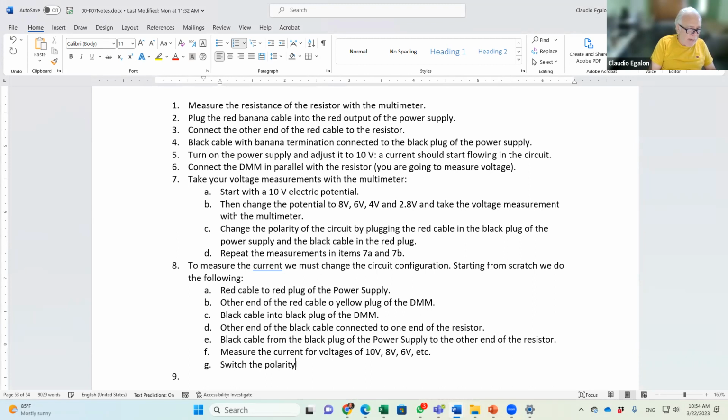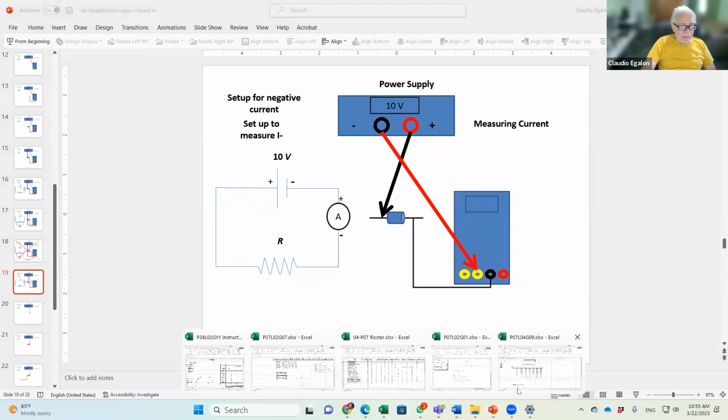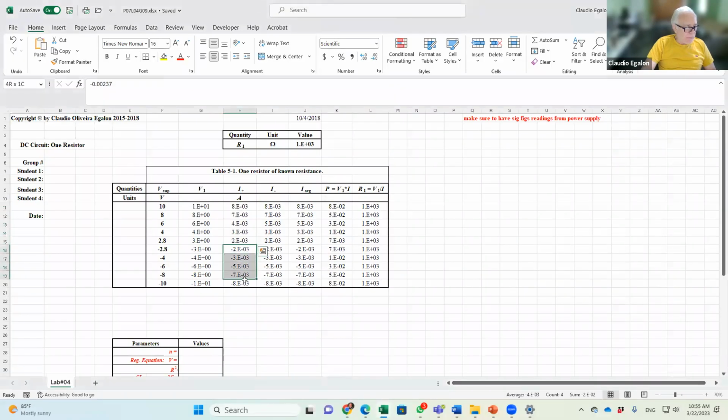Switch the polarity of your power supply and measure the current for 2.8 volts to 10 volts. Those should be the negative values of the current. The current reading should be negative, see? So we're done with all those three columns of the measurement.